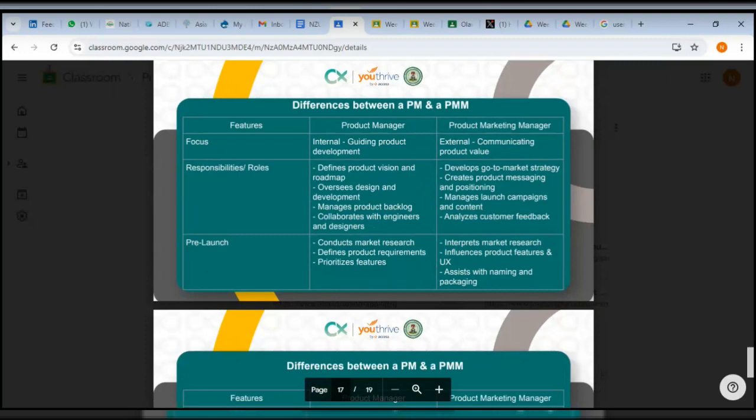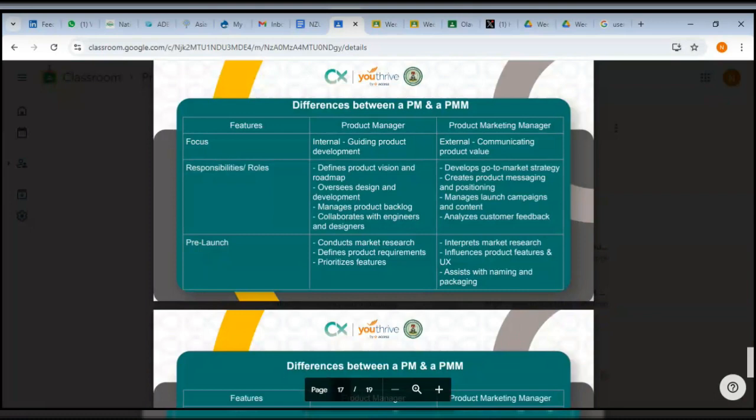Differences between a PM and a PMM. The focus for a product manager is internally guiding the product development. And then for the marketing manager, the marketing communication is usually an external communication situation that they have to handle.